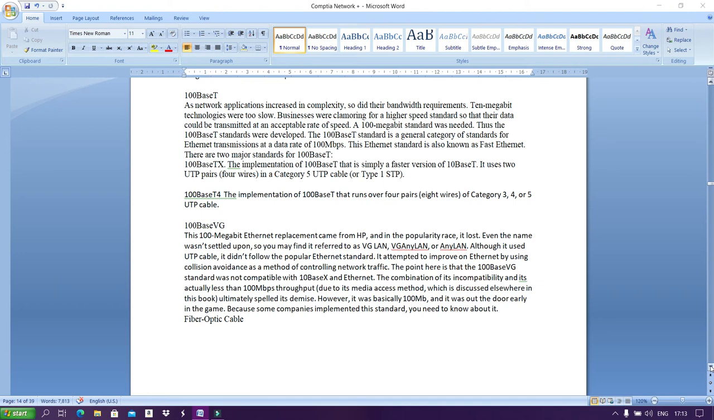The combination of its incompatibility and its actually less than 100 megabits throughput due to its access method, which is discussed elsewhere in this book, ultimately spelled its demise. However, it was basically 100 megabits and it was out the door early in the game because some companies implemented this standard. You also know about it, fiber optic cable.